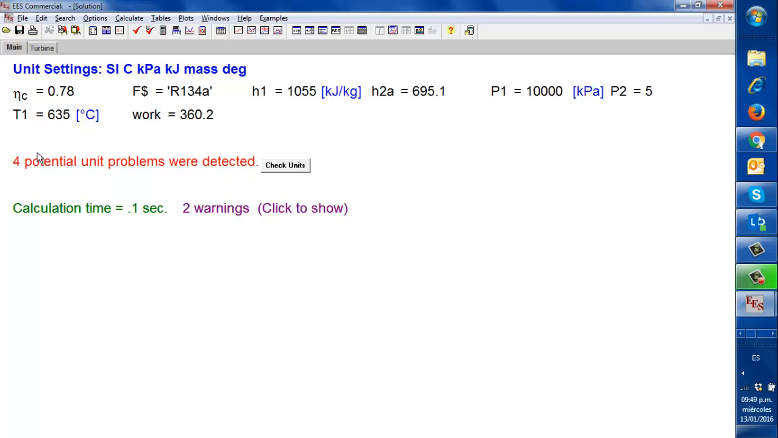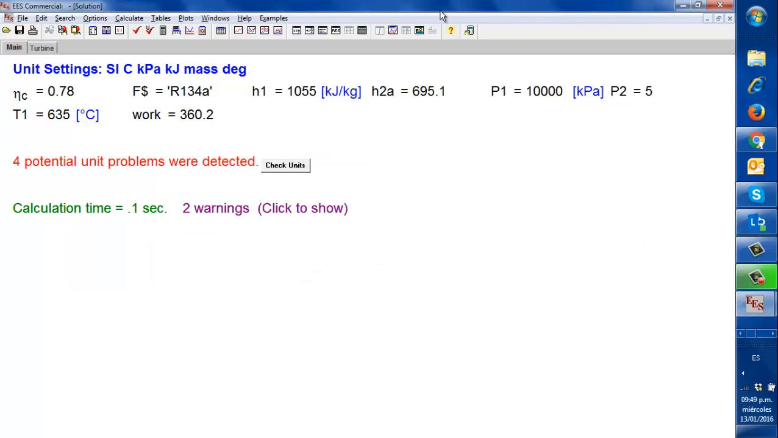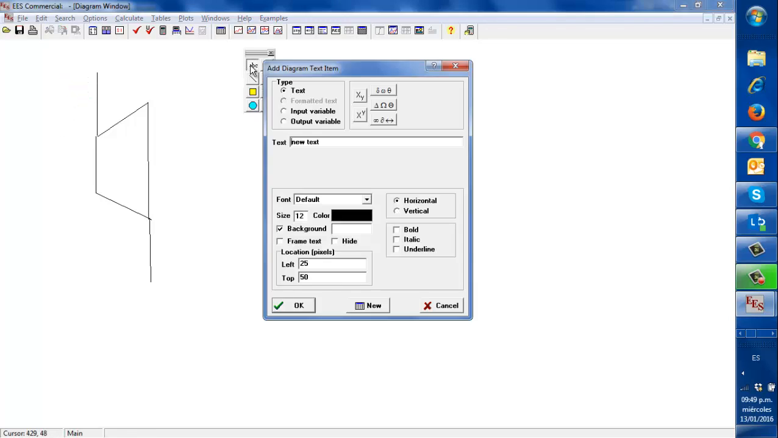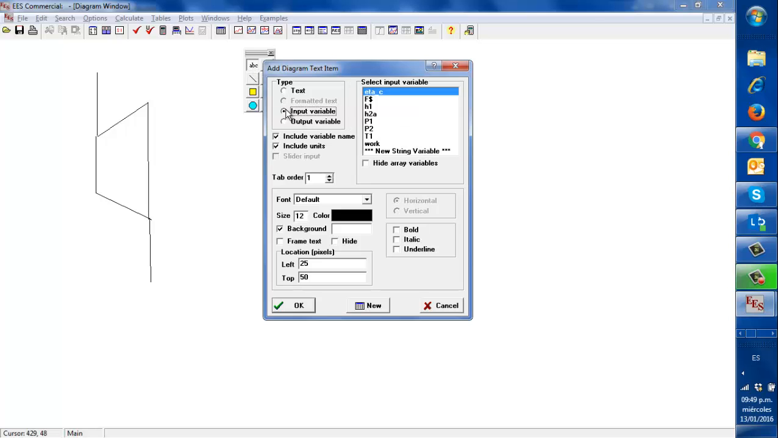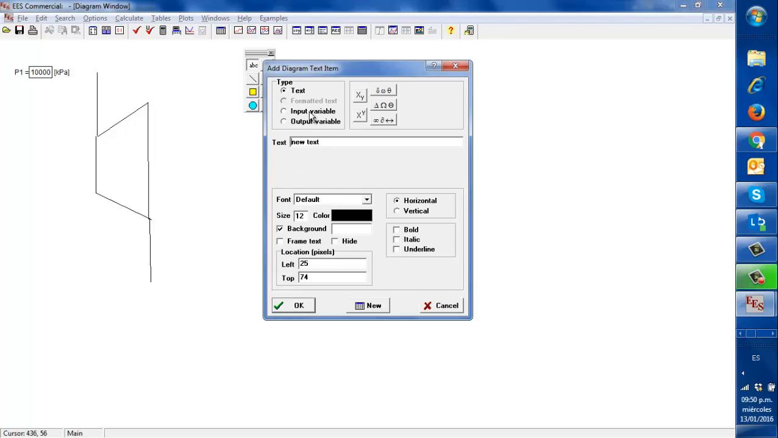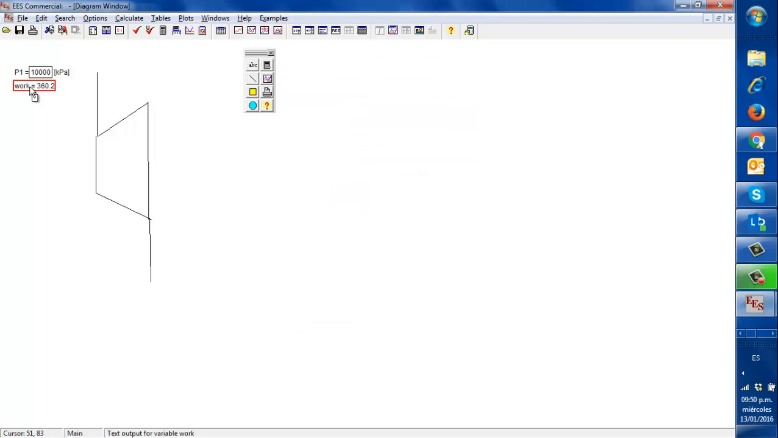I think that that's it. We can try to put the diagram, and I will do it just for one variable. Let's say that in this I will put the pressure. I will delete this and this, and say I would like this to be an input variable, and this input variable would be pressure. So this pressure right now has a value of 1000, and I would like to have an output variable, and this output variable will be work, and work will be here.